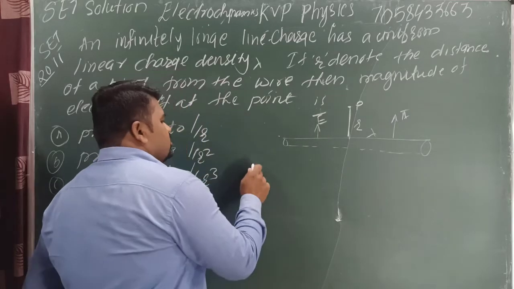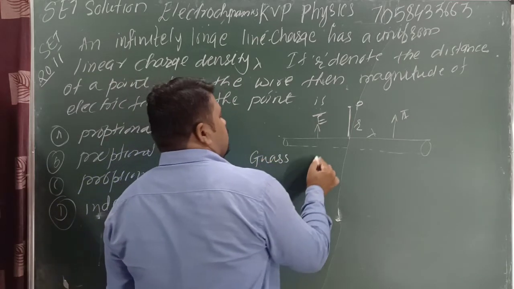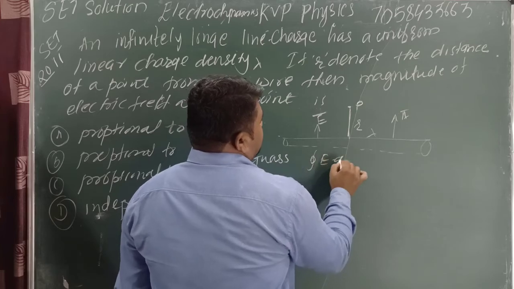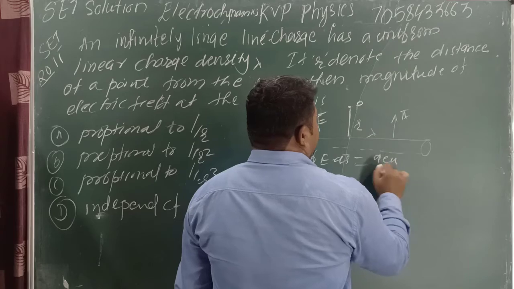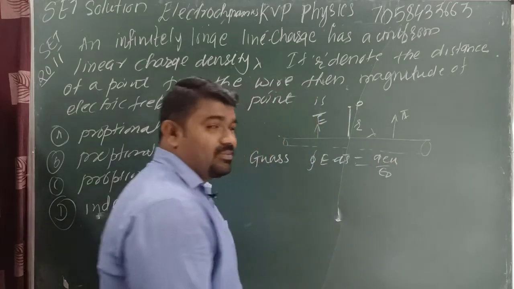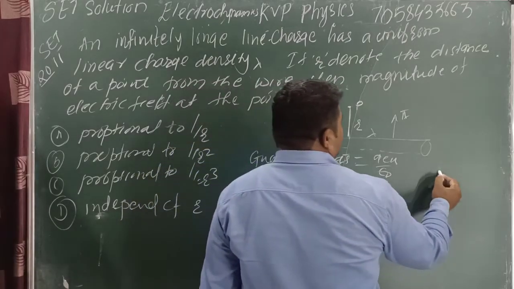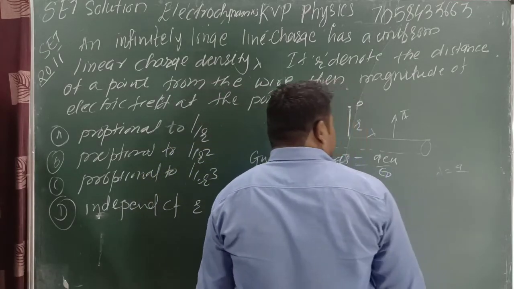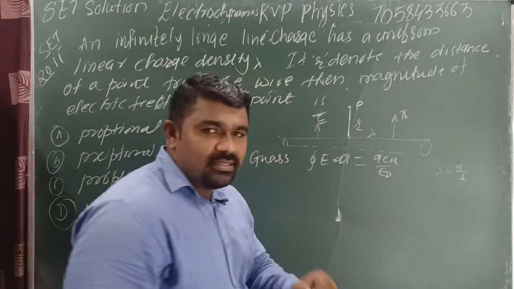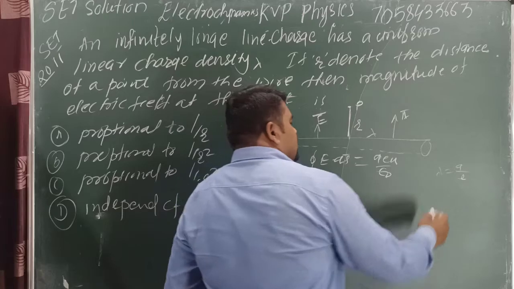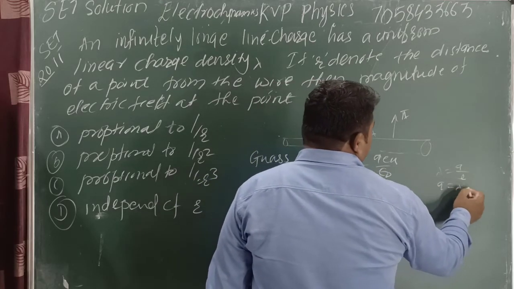Now we can use the Gauss theorem. Closed integral E bar dot ds bar is equal to Q enclosed upon epsilon naught. The system is uniform. We know that lambda is equal to Q upon length, meaning charge per unit length. Suppose the system is uniform, then we can write Q is equal to lambda into L.